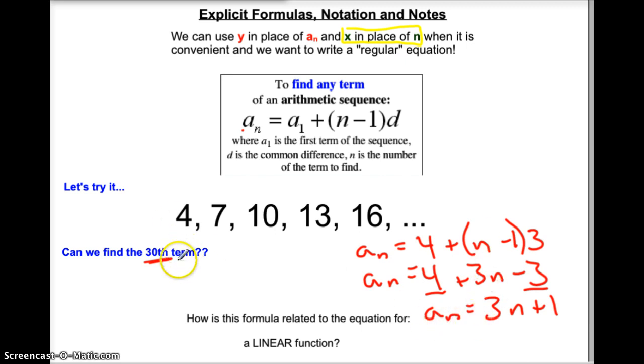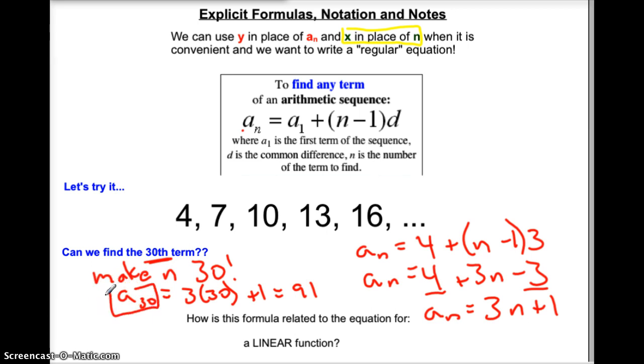So we can use this to find any term number, because if n is the term number, all we have to do is make n 30. And so that will give us the 30th term is equal to 3 times 30, because n is 30, plus 1. And when I multiply this, I get 90 plus 1. The 30th term in this sequence, a sub 30, is equal to 91. And you could check it if you kept on going until you got to the 30th term, adding 3, adding 3, adding 3, adding 3, you'd get 91. So this is sort of a shortcut. You've got to get used to the algebra involved. But you can see how this formula actually turns into something that looks very much like what you're used to as a linear function.